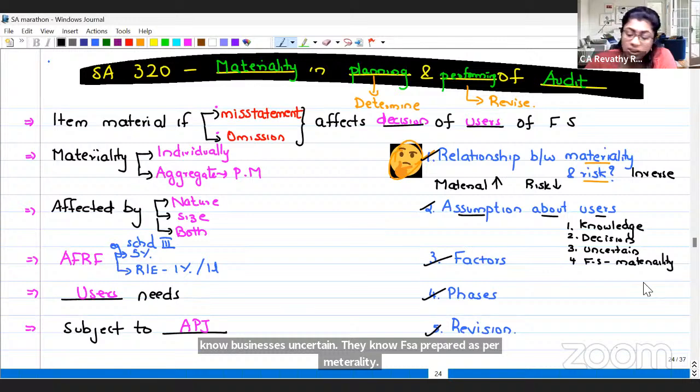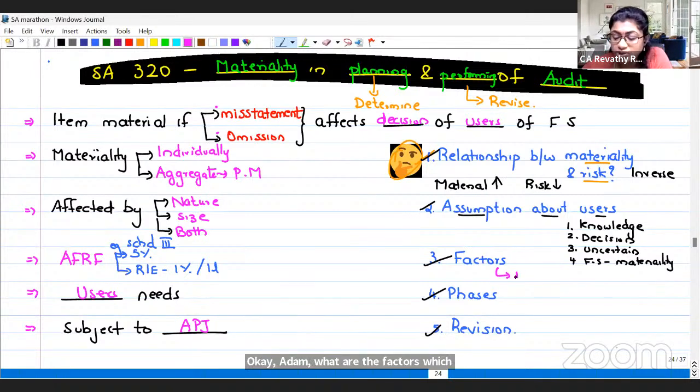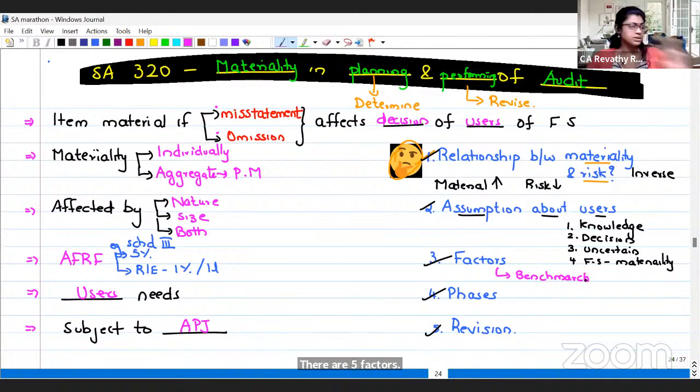What are the factors which affect the materiality benchmark? There are 5 factors. I will say: nature, size, life cycle, economic environment of the entity; items in FS, elements of FS; users' requirement; the way it is financed; and volatility of the benchmark. So basically there are 5 factors that affect the benchmark.